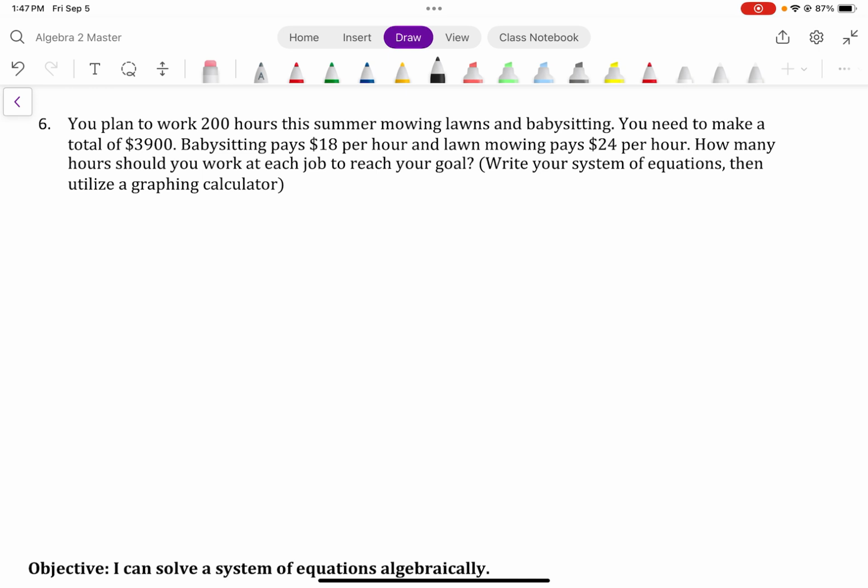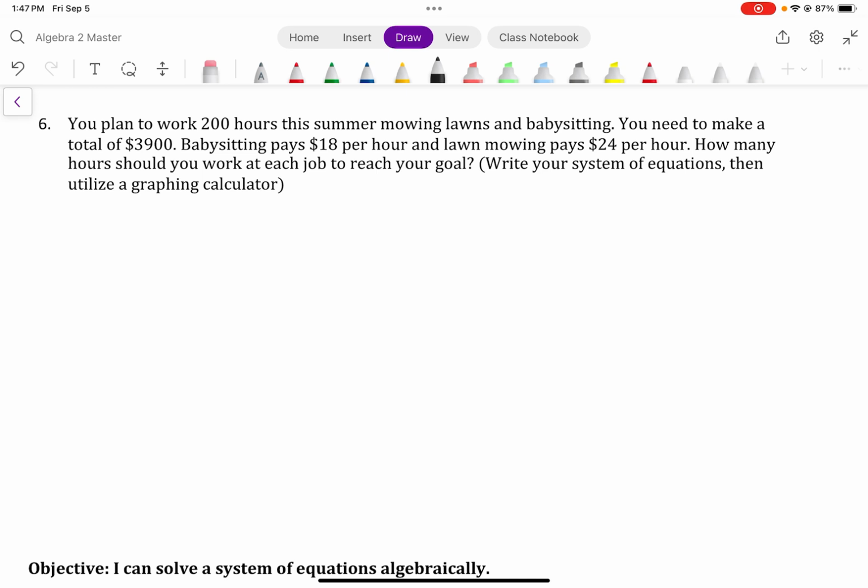It says you plan to work 200 hours this summer mowing lawns and babysitting. You need to make a total of $3,900. Babysitting pays $18 per hour and lawn mowing pays $24 per hour. How many hours should you work at each job to reach your goal? Write your system of equations, then utilize a graphing calculator.